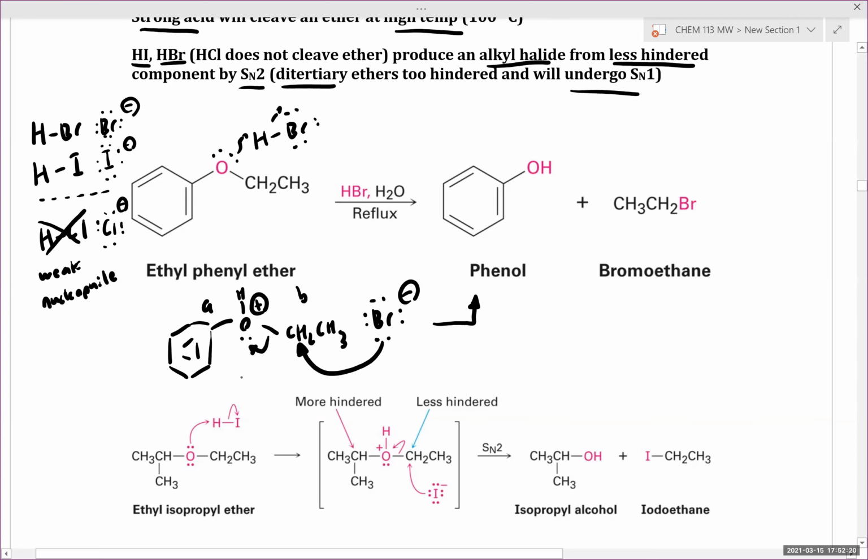Further, hydrochloric acid is generally a weaker acid compared to hydrobromic or hydroiodic acid. So these two factors make it so that if you want to displace an ether and cleave an ether under acidic conditions, you have to use hydrobromic or hydroiodic acid. Does that make sense to everyone? Does everyone understand why we're limited to hydroiodic and hydrobromic acid?